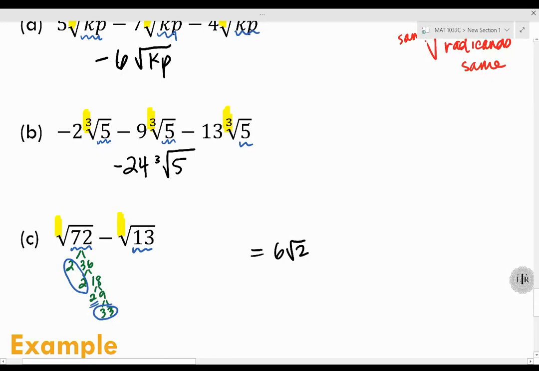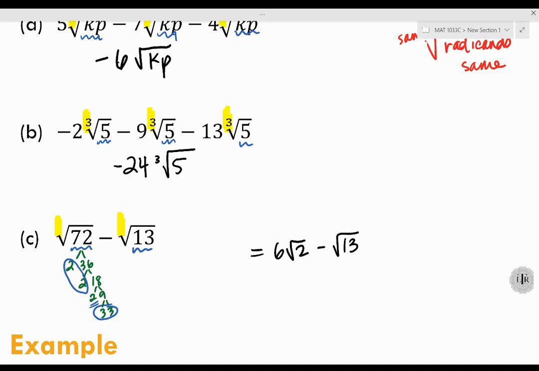Now let's work on the second one. We're going to see if we can break down 13. We can't. 13 is already prime, so there's nothing else we can do with that. We have to leave it alone. So minus square root of 13. Remember from the last video, even though you always have to simplify the radicals, sometimes they don't combine any farther than what you've been given, but you always simplify.